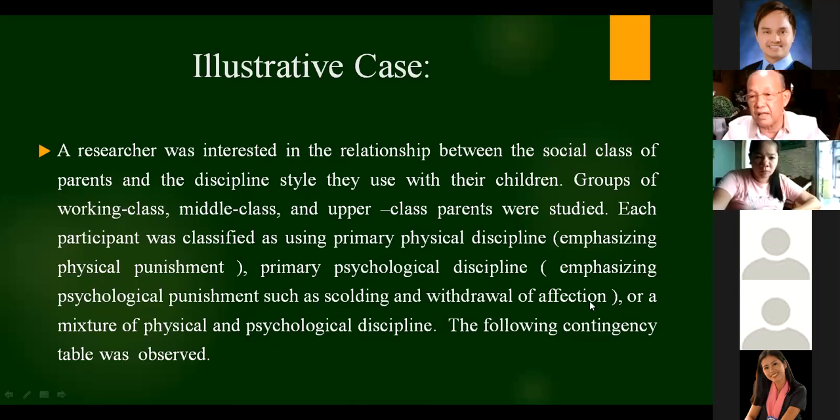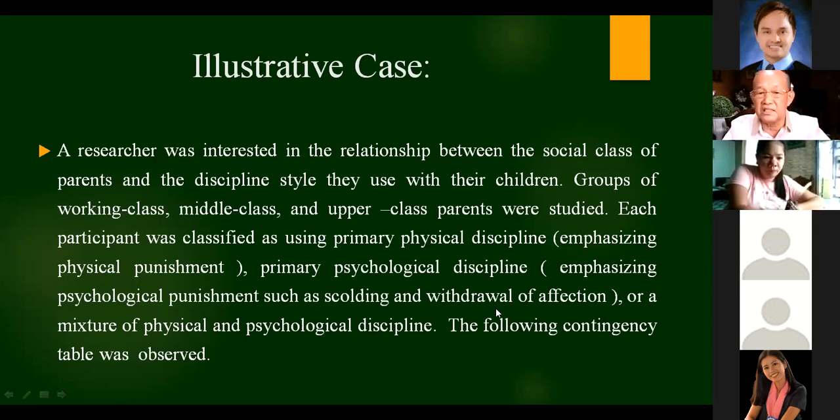Now, my dear co-teachers, there are students who cannot be persuaded using psychological discipline. And in such a case, maybe the parents can combine the two. You begin with psychological discipline. Perhaps after 2 or 3 offenses, if they still have not learned, then you can invoke the physical discipline. In our study, we call it mixed discipline style, a mixture of physical and psychological discipline.